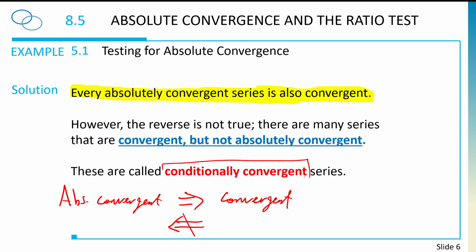So now there are two types for us. One of them, with the absolute value, I call absolutely convergent. But if with the absolute value it's not convergent, but originally it was convergent, I call it conditionally convergent.